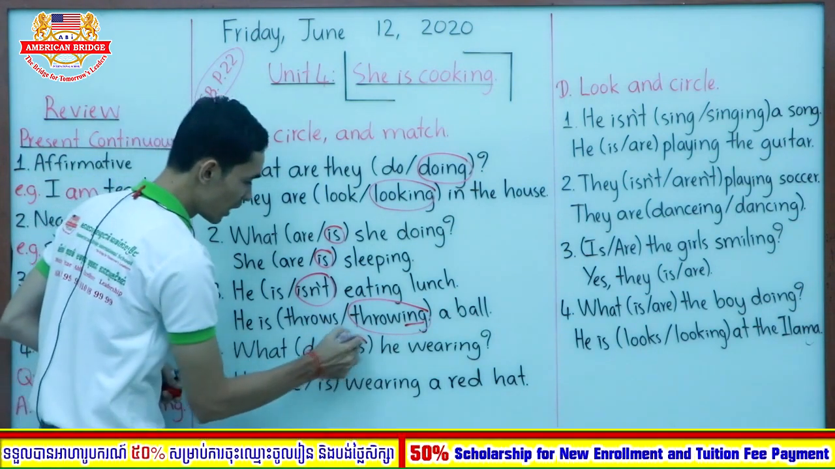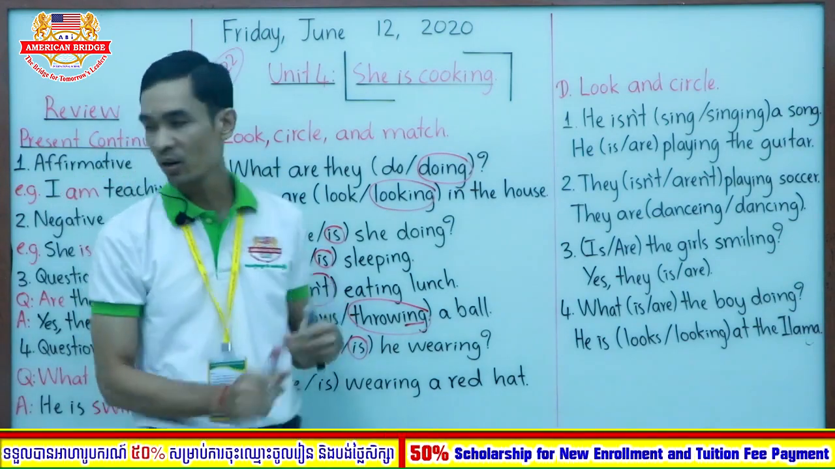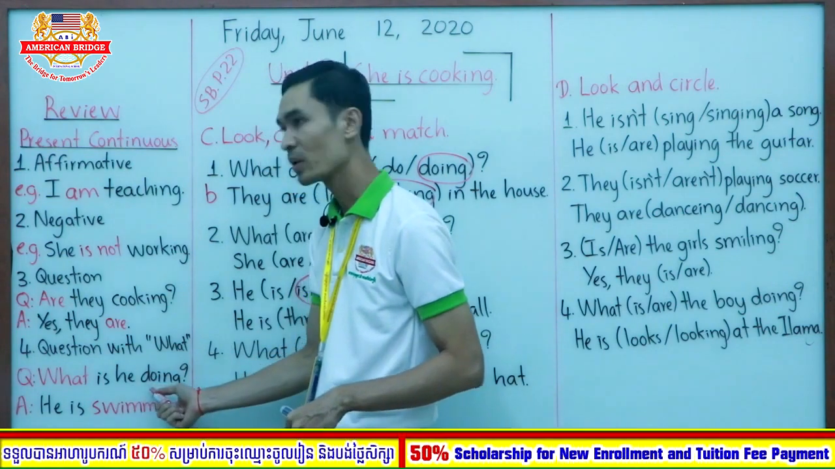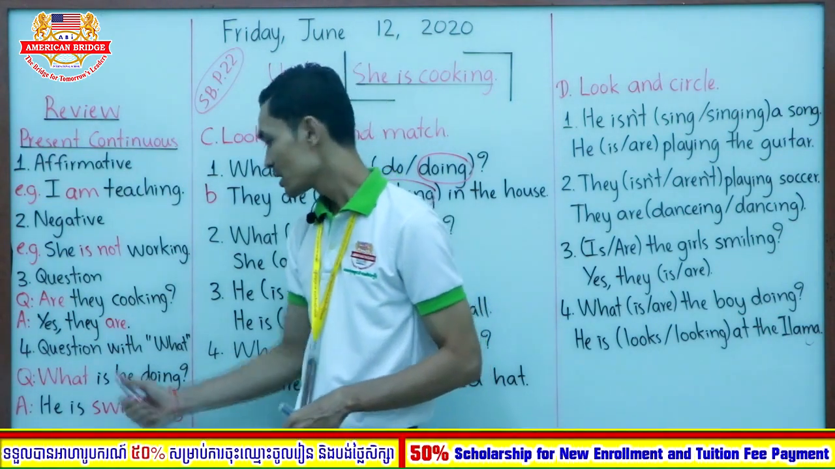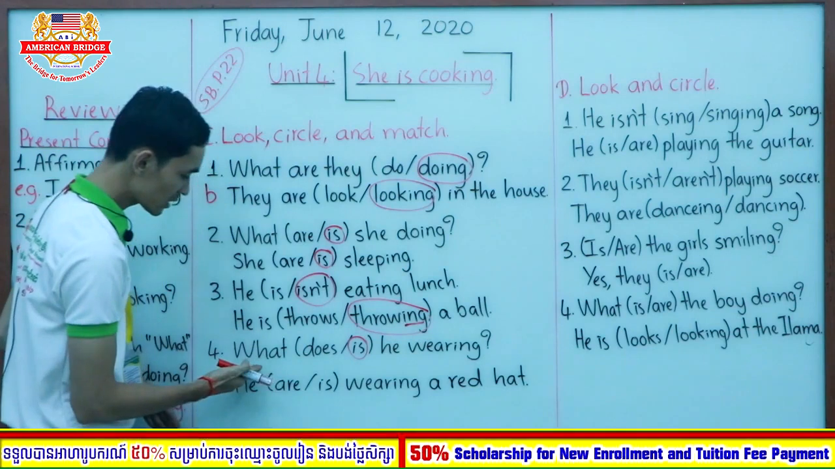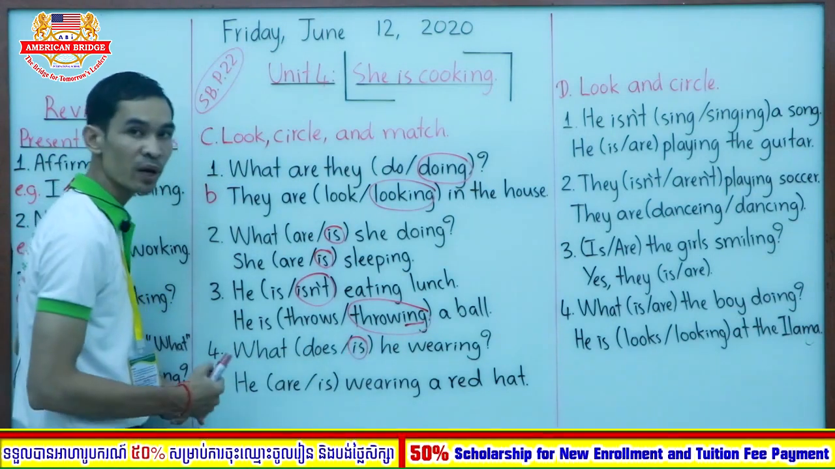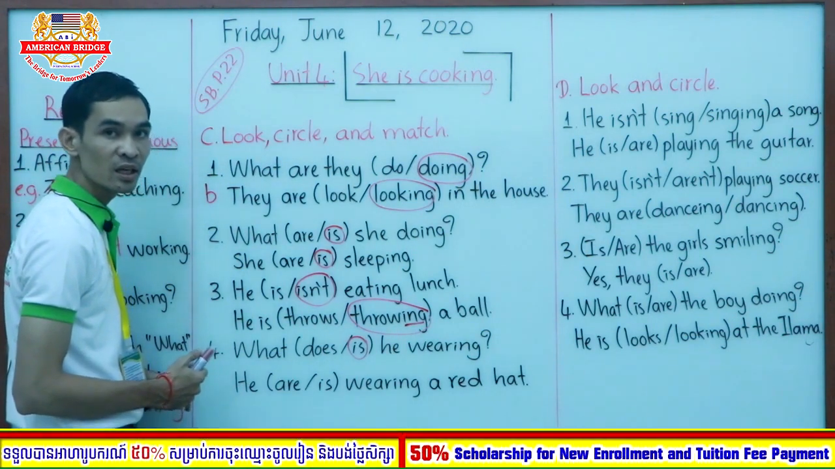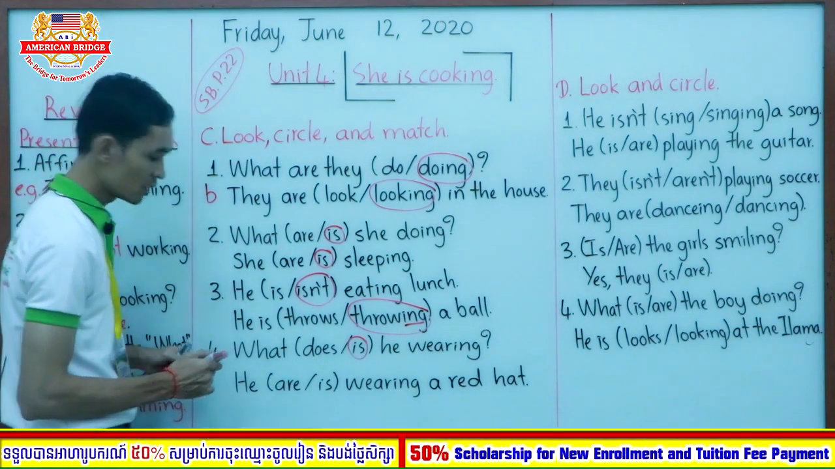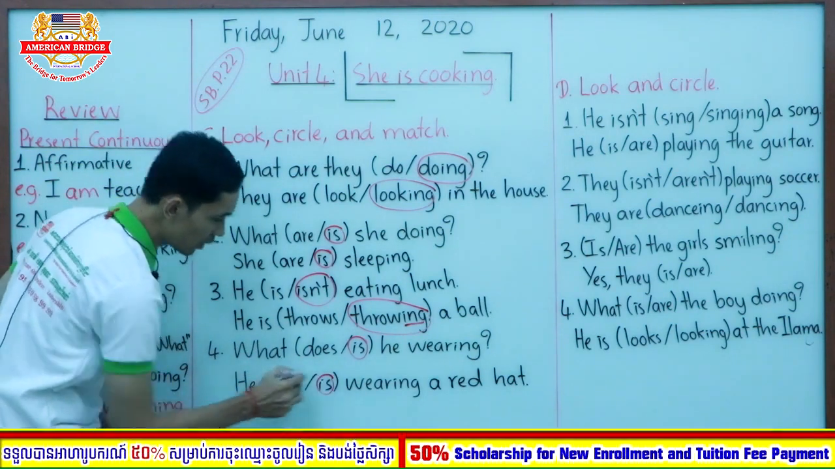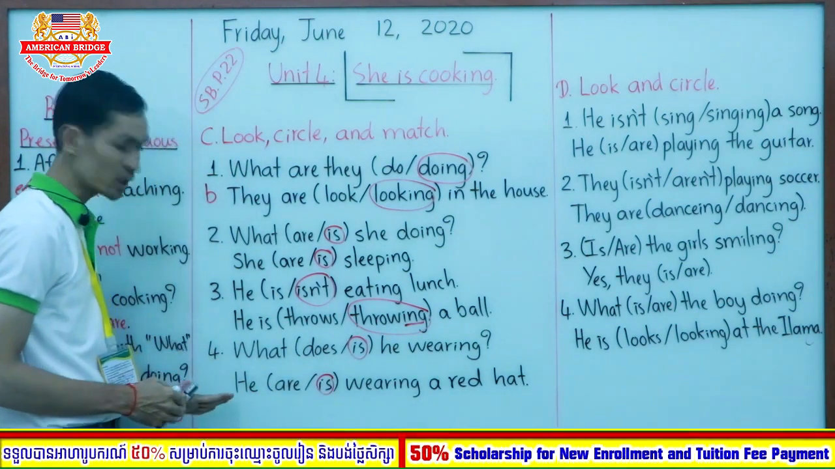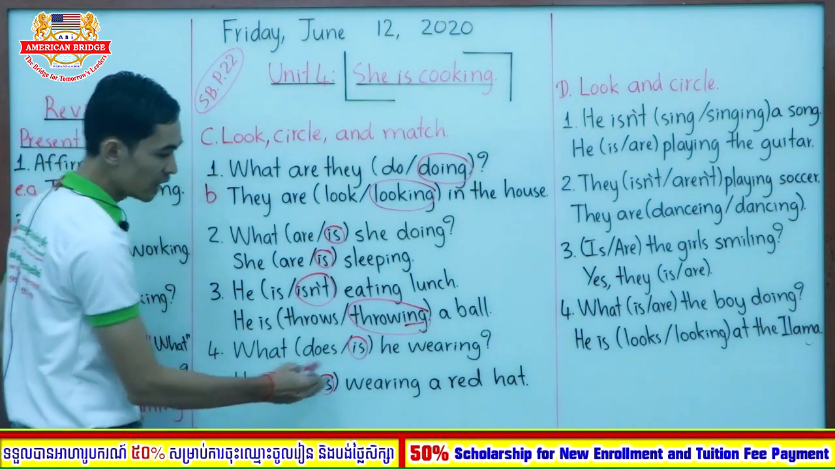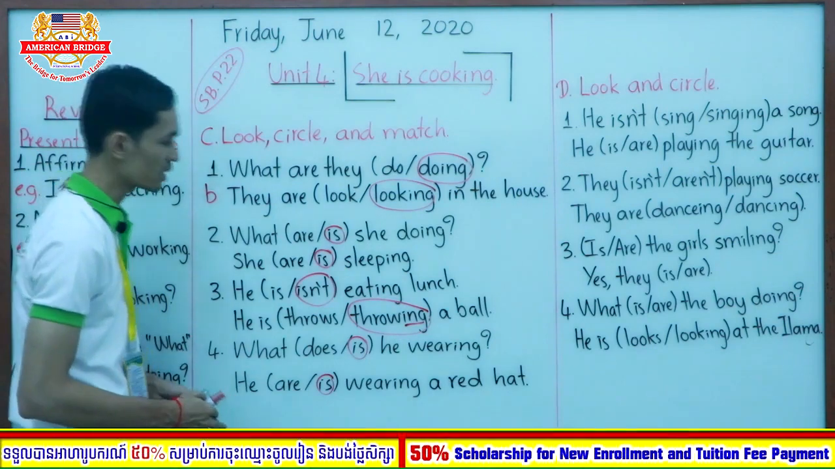Is, right? Okay, because in our form, you can look at the form again. What plus be plus subject plus verb ing, right? Okay, so here you can say what is he wearing? He is or he are? He is, right? Why you choose is? Because the subject is he, so you have to choose is. He is wearing a red hat.